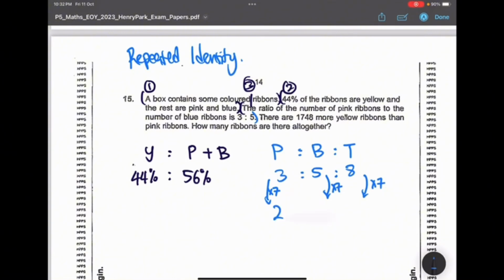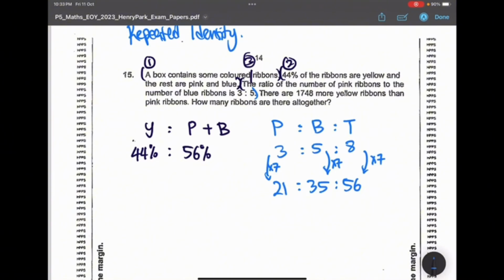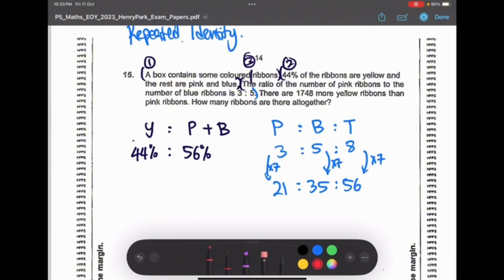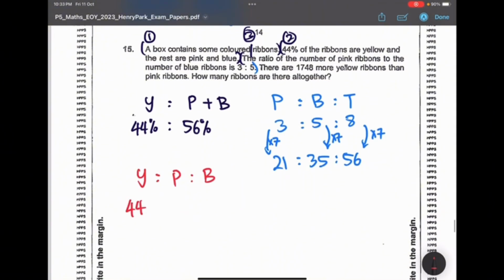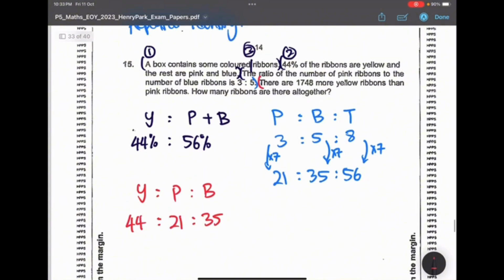So 3 times 7, that will be 21, is to 35, is to 56. Now we can see that the total of my pink and blue is 56 on both ends. So what I want to do is to write my new ratio, which is yellow is to pink is to blue. Alright, now I know that yellow is 44 units. Alright, pink is 21 units and blue is 35 units. So this is the summary of my ratio. Now let's look at the next sentence.